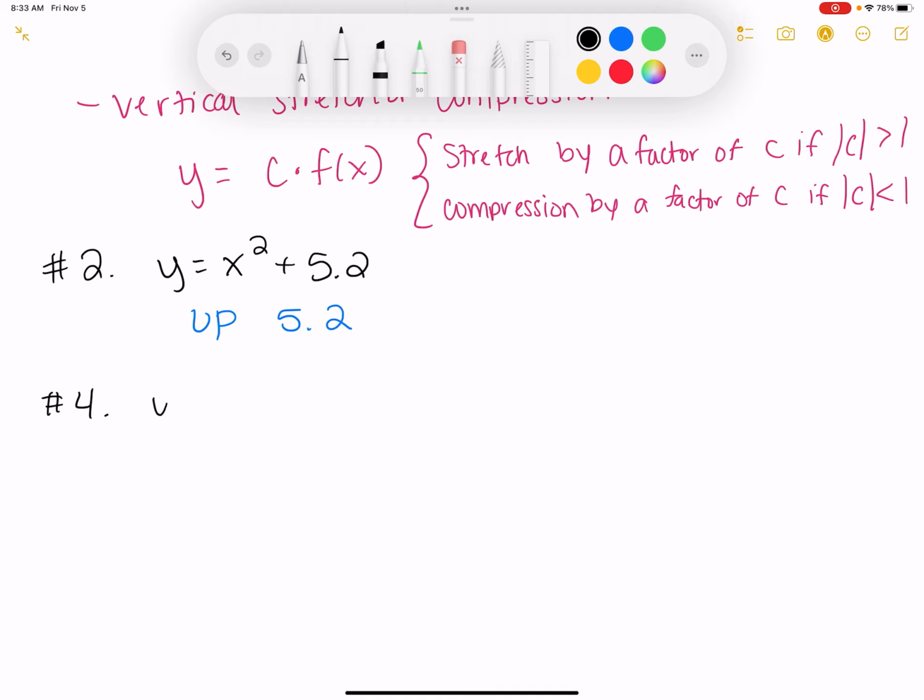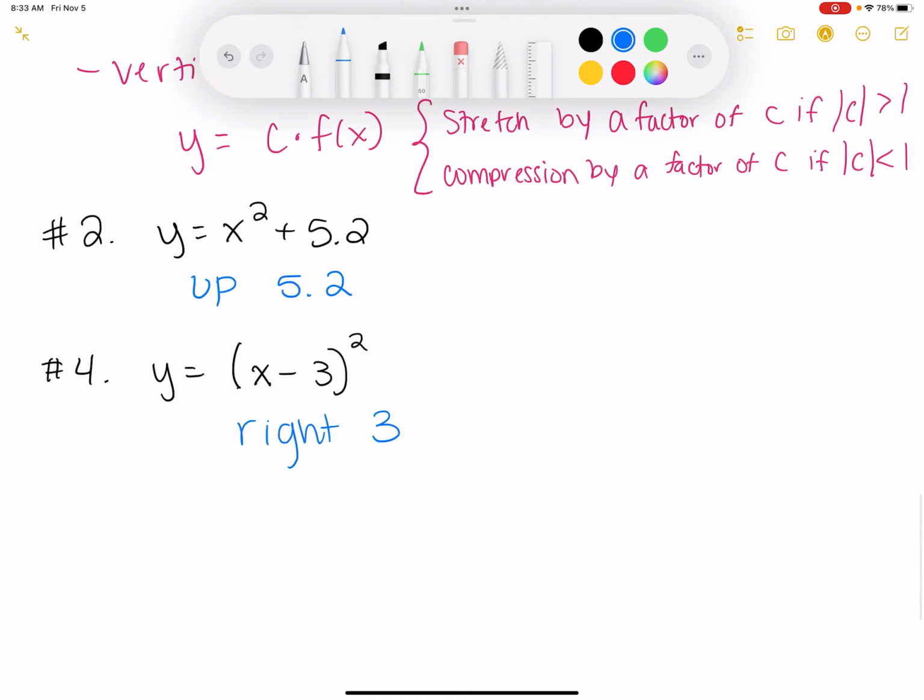For y is equal to (x minus 3) squared, it's going to go right 3. Right 3, because it's inside the parentheses. And these are just the horizontal and vertical translations, right? These ones so far? Yeah. But again, I'm really not concerned about if it's horizontal or vertical. You can just say up, left, down, right.